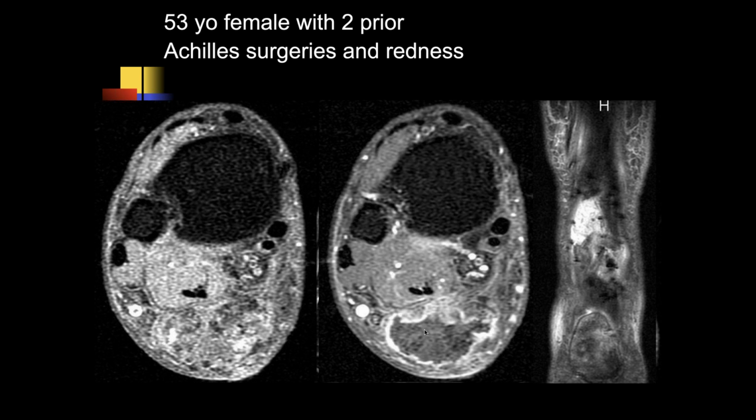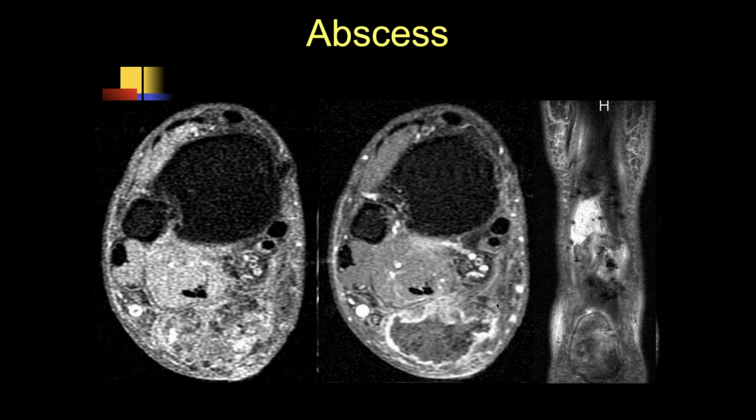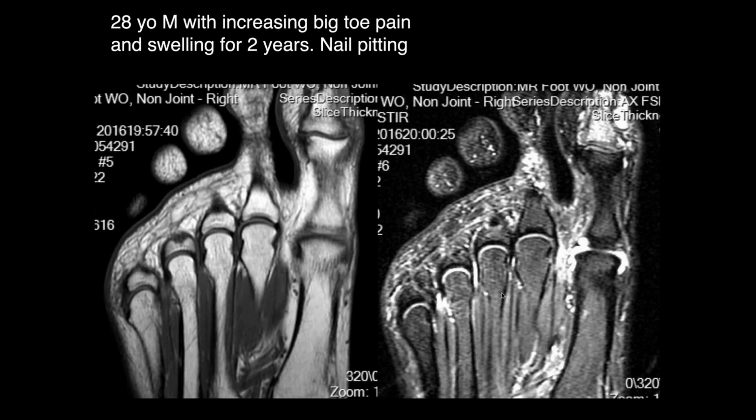And now we see that there's this rim enhancing fluid collection. So, you're worried about a big abscess right there, phlegmon. Yeah, so that was a postop abscess from infection. Good.